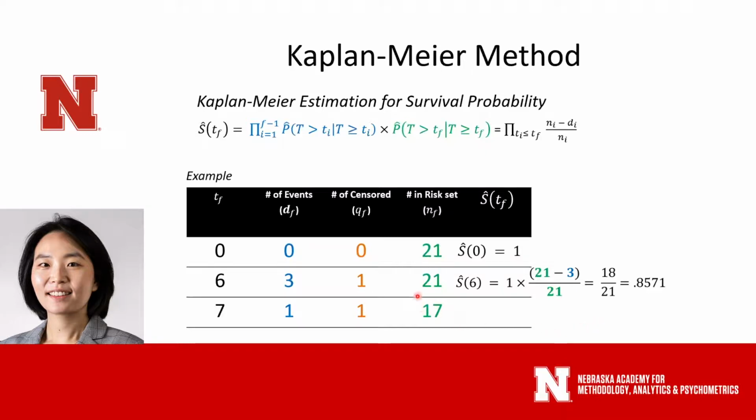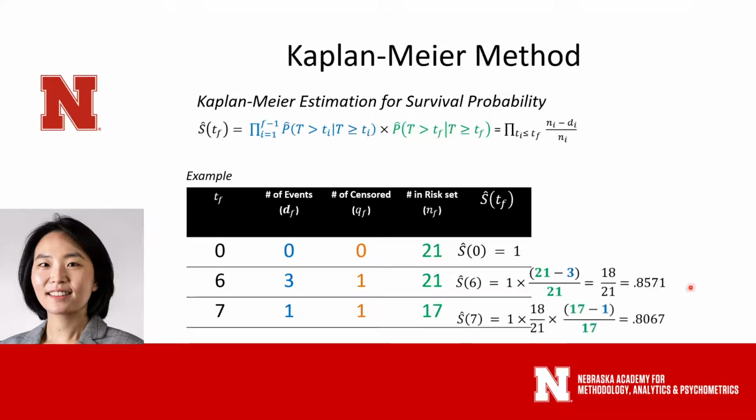We have 21 people who are at risk, so this goes to the denominator. And we have 3 people who are dead on day 6. So we are going to use 21 minus 3 as our numerator, and then multiply this by the previous survivor probability. So it's 18 over 21. The 0.85 is the probability of a patient with breast cancer living longer than day 6.